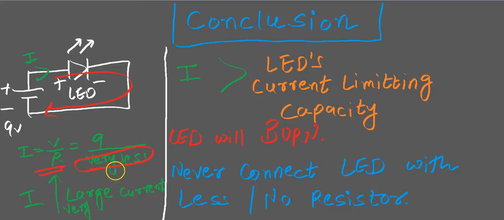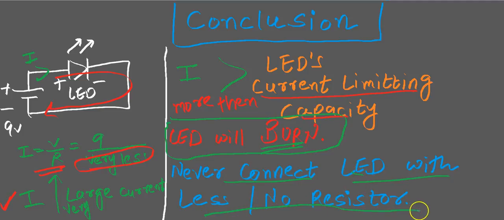A very large value of current, and this value of current would be greater than the capacity of the LED itself, or the rated capacity of your LED, which is not desired, right? This is more than what is desired, and your LED will burn. Now, this is one of the reasons why we don't connect an LED with a very low value of resistor or no resistor at all. This is one of the reasons why an LED, or any electronic component for that matter, is not connected without an appropriate value of resistor.